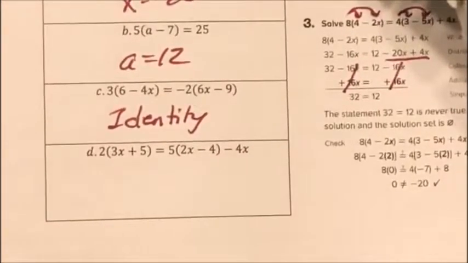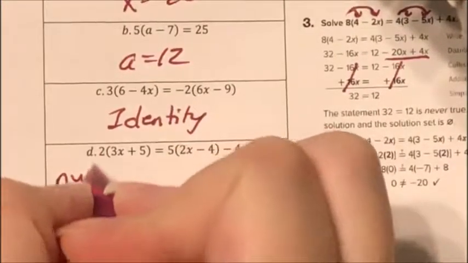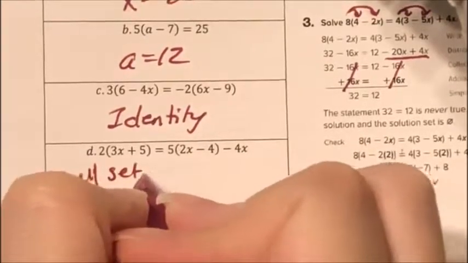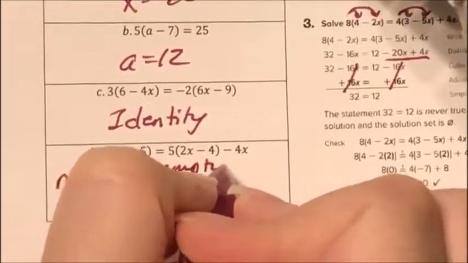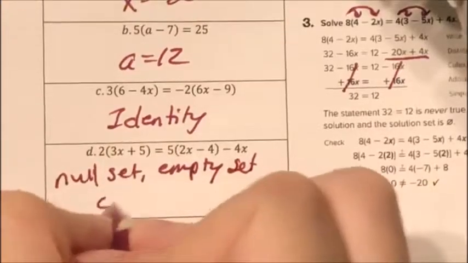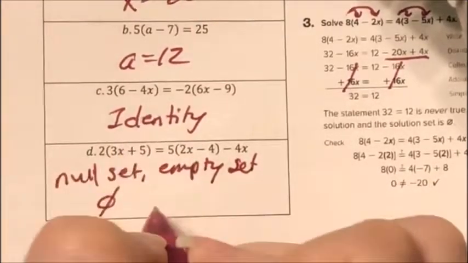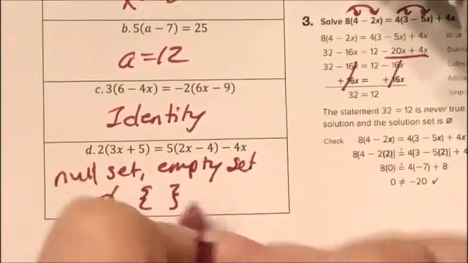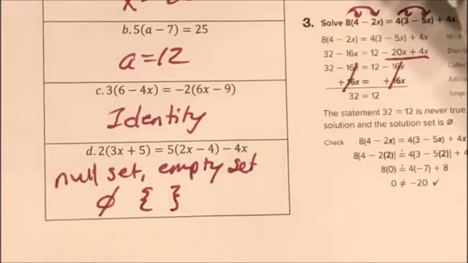So for letter D, the answer is the null set. You could write empty set. You could use that symbol, or you could use the brackets like that. Any of those would be acceptable. And that is the end of lesson 5.